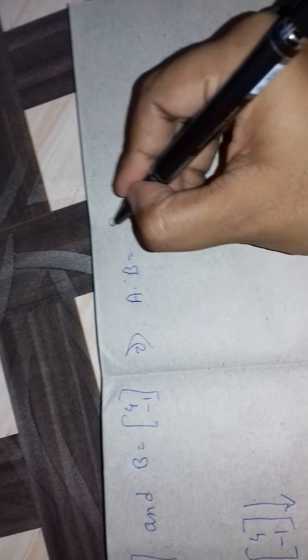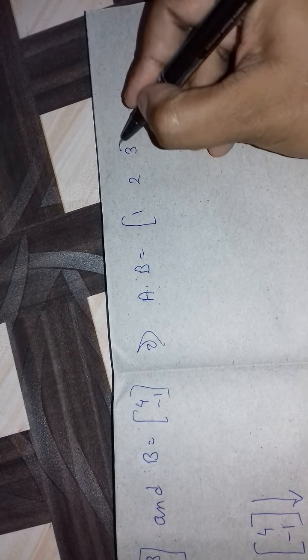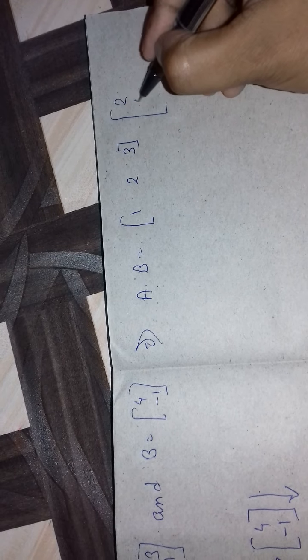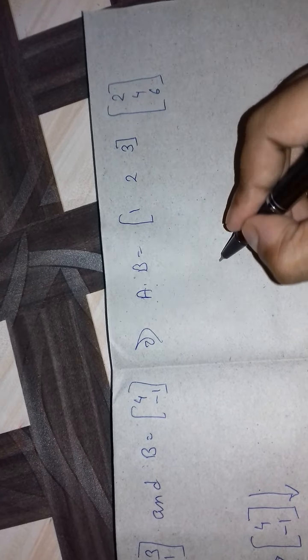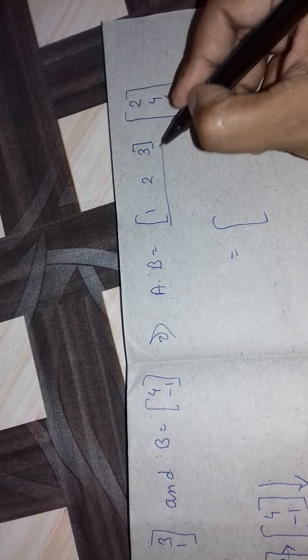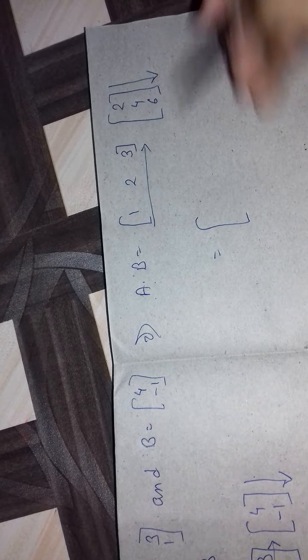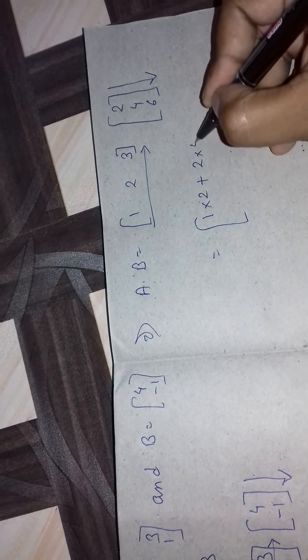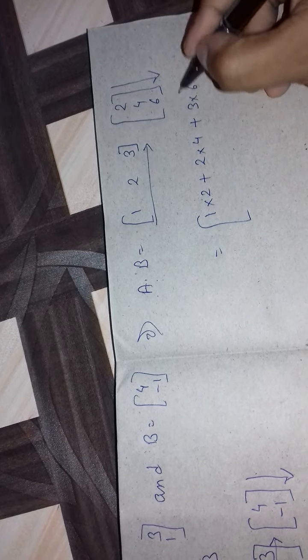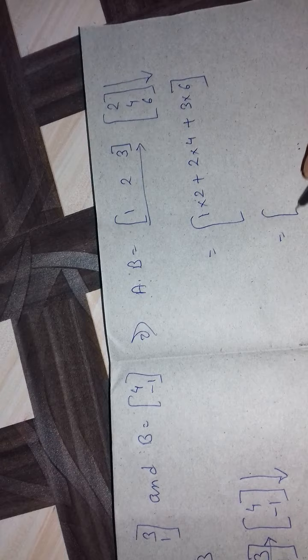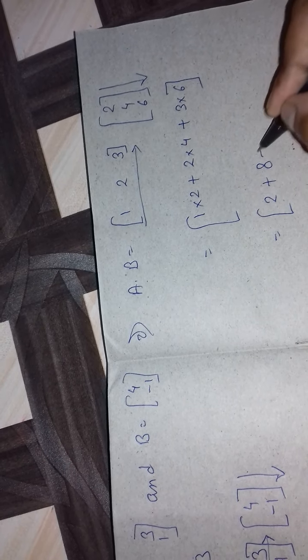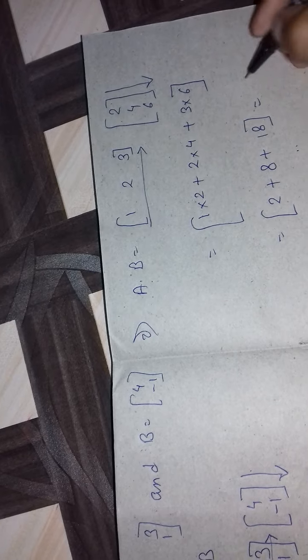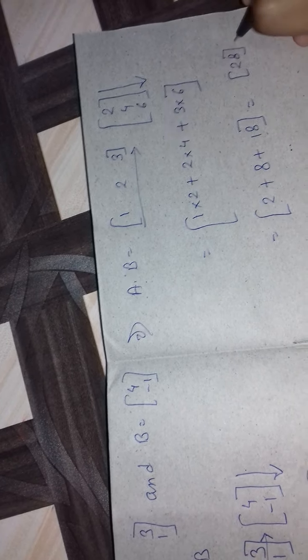Now let's multiply these two matrices A into B as [1 2 3] and [2; 4; 6]. So it will be, here it has one row and one column only, so we will multiply this with 1 into 2 plus 2 into 4 plus 3 into 6. So we have got this as 2 plus 8 and plus 18. So it will be your matrix product as 28.